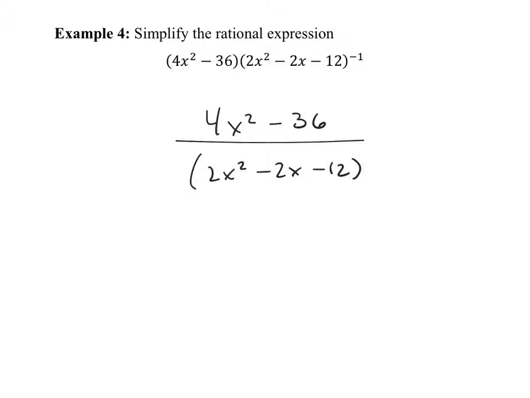What do you think we should do? What do you think? Okay, give me some steps. The first one, you take 4 out of x squared and 36 minus 9. Good. On the bottom? You take 2 out of everything. Agreed? It's a great starting point.